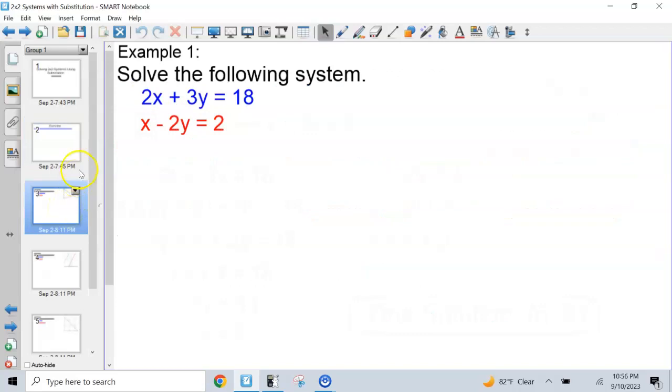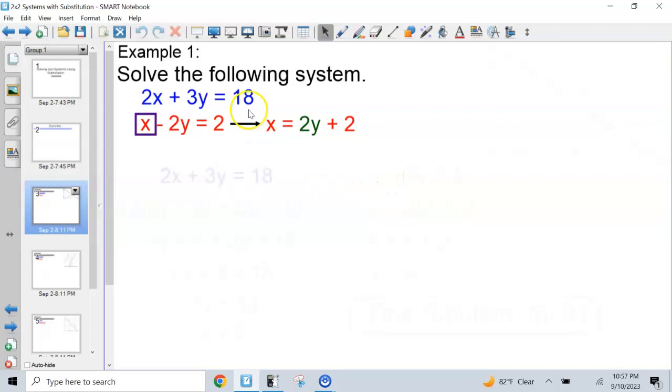Here's our first problem. If I look at it, we have a system. I see on this bottom equation the x has a leading coefficient of 1, so substitution is a good idea here. I'm going to solve the second equation for x. If I move the 2y over, it turns into x equals 2y plus 2.